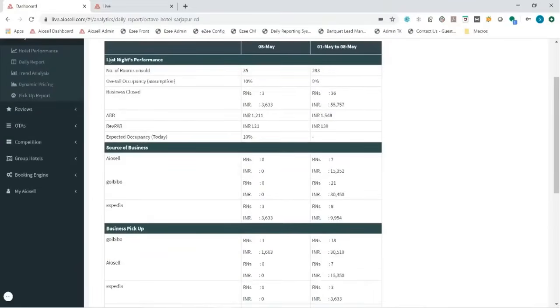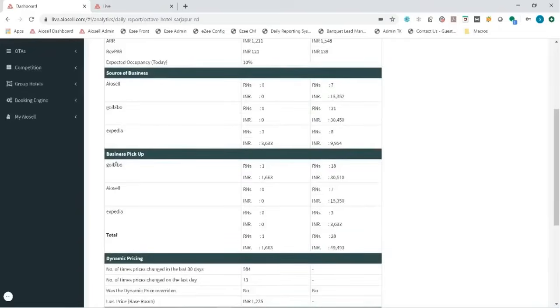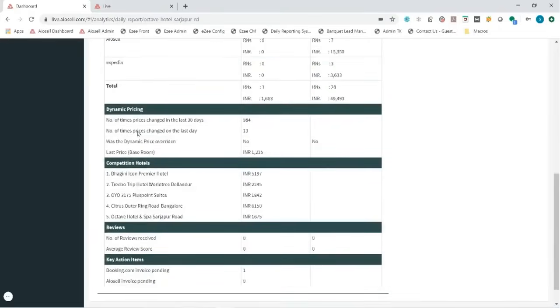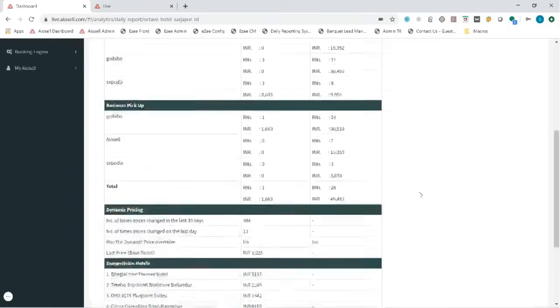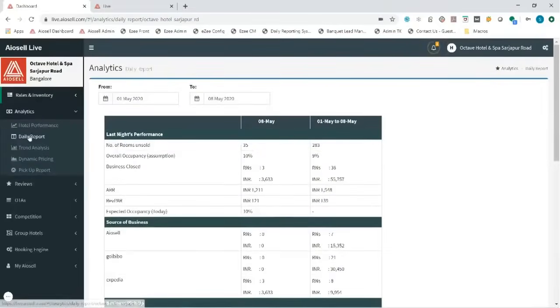Here we have basic parameters like last night's performance, how many rooms were unsold, ARR, RevPAR, the source of business, the pickup for that particular business, an overview of dynamic pricing, how many times the price changed. We have the competition hotels, which we will also cover a little bit in the Rate Shopper module. The reviews, which we'll also cover in the Rate Shopper module, as well as the key action items, if there are for any of the hotels. So this is on the analytics part.